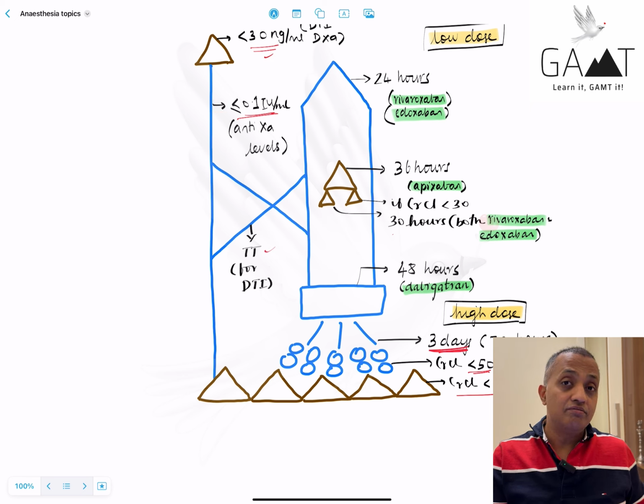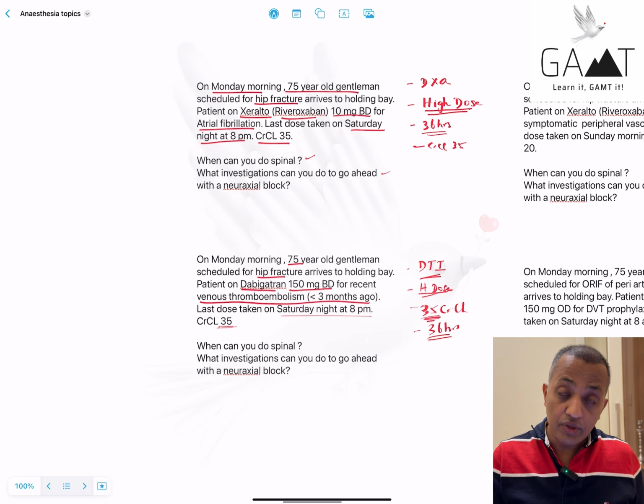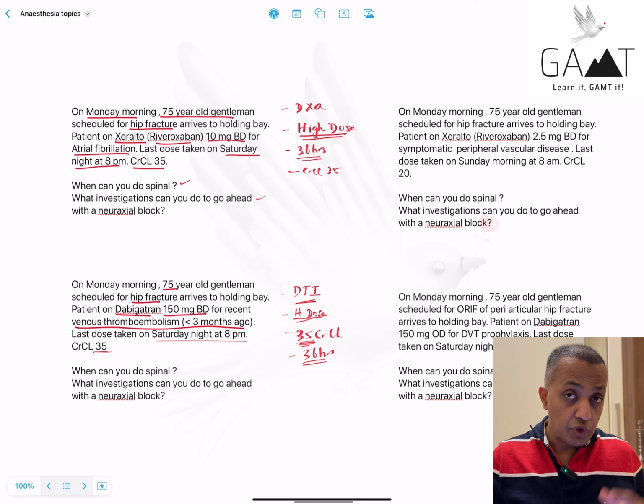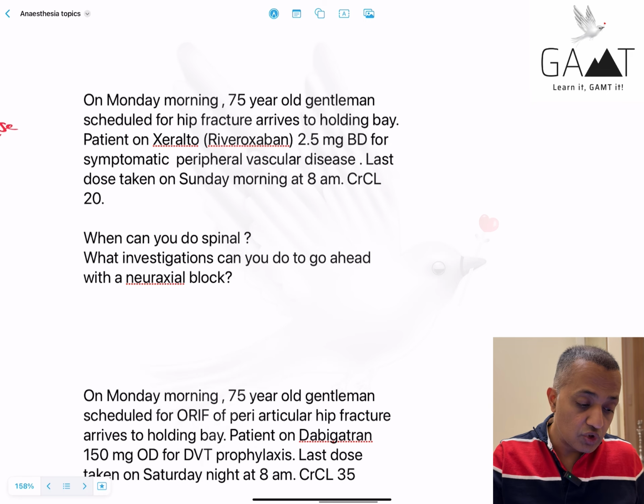The thrombin time is relatively easier than most of the labs. You can ask for thrombin time, and if it's normal, you can go ahead and do a block. If it's not, you obviously can't do a block, right? Is it clear? So a lot of things depend on the dose that the patient is on. Let's take another 2 examples.